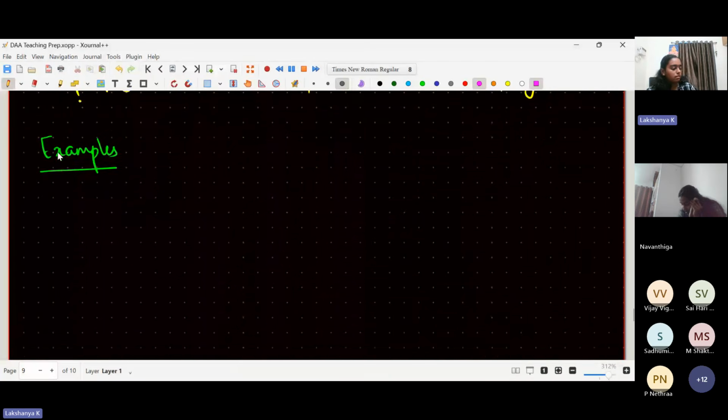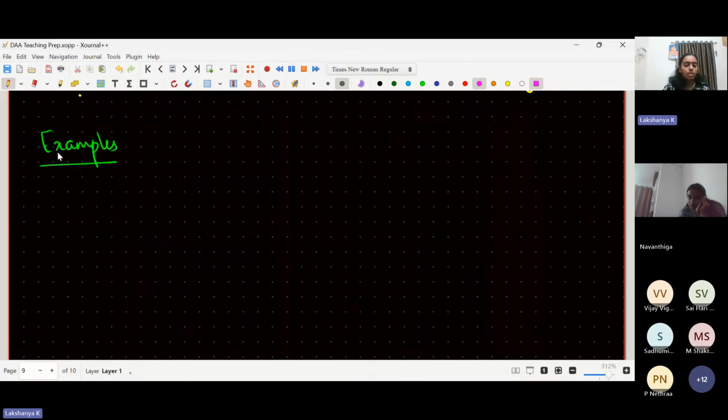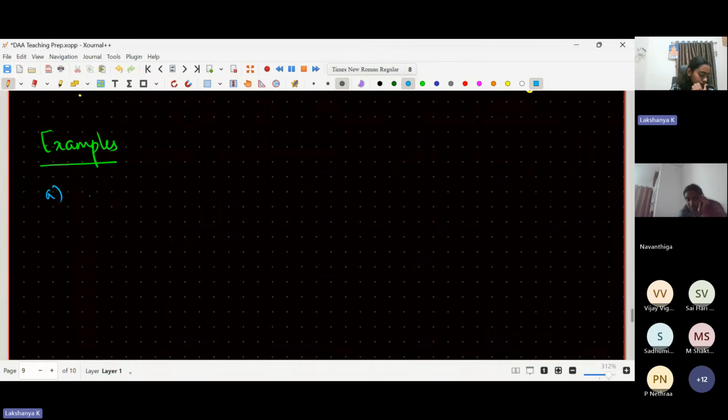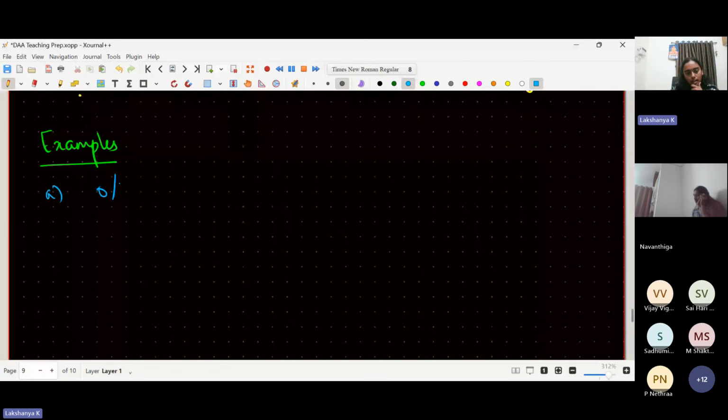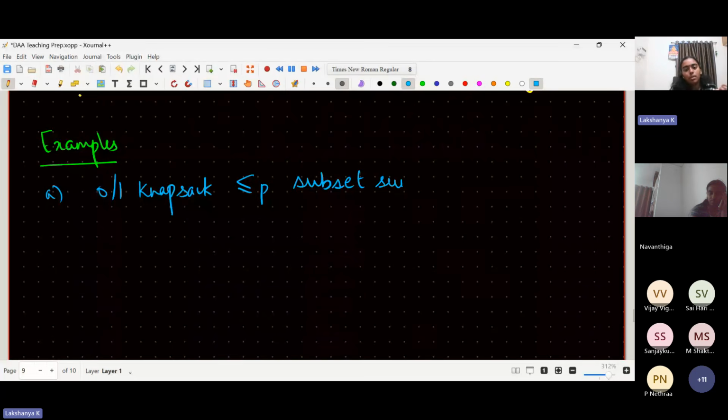Okay, we have a few examples. Shall I start with, I think I'll start with the trivial ones. Okay, so we'll start with a very simple example. So you're going to show how 0-1 knapsack is reducible to the subset sum problem. So can someone define the 0-1 knapsack problem roughly?